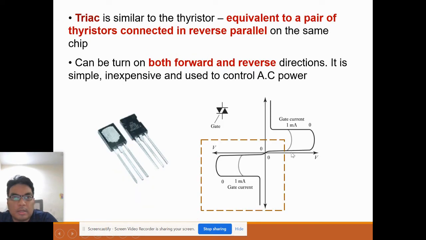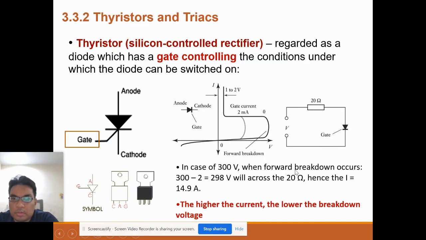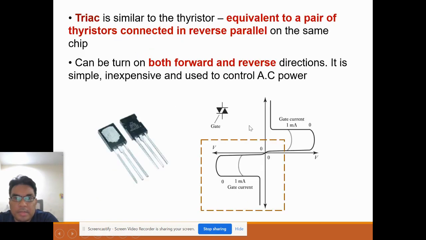So what is a triac? This is similar to the thyristor, but we have the equivalent of a pair of thyristors connected in reverse parallel on the same chip, so that it can be turned on in both forward and reverse directions. It is basically simple, inexpensive and used to control AC power. Compared to this graph, where you have only forward breakdown, as you use a triac, it can react in both forward and reverse breakdown. The symbol is also quite different here. It looks like two diode symbols.